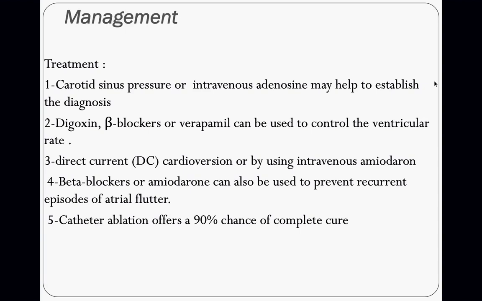Beta blocker and amiodarone can also be used to prevent recurrent episodes of atrial flutter. And finally, when the medical therapy fails, catheter ablation offers a 90% chance of complete cure.